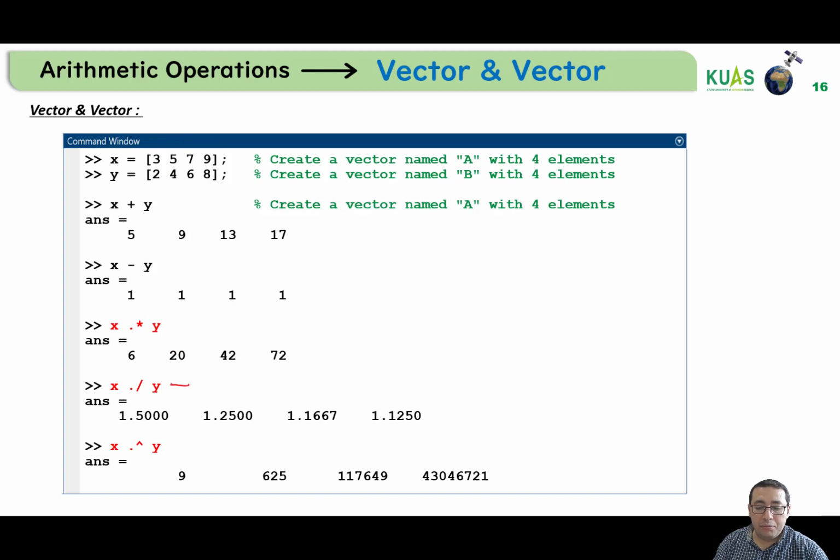It is the same for the division, similar to the multiplication. We should use the dot divide, and then it will be 3 divided by 2, it's 1.5, 5 divided by 4, it's 1.25, etcetera to the end of that. In the power case, we should use the dot power. In all cases, we should use the dot with the power. So 3 to the power 2 is 9, and 5 to the power 4 is 625, etcetera to the other elements.